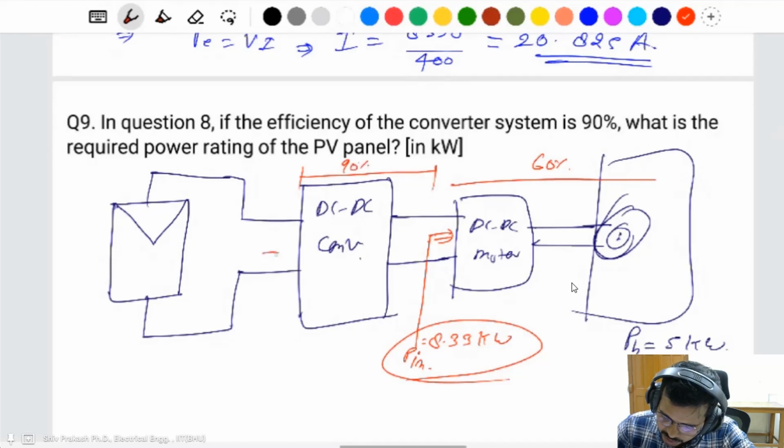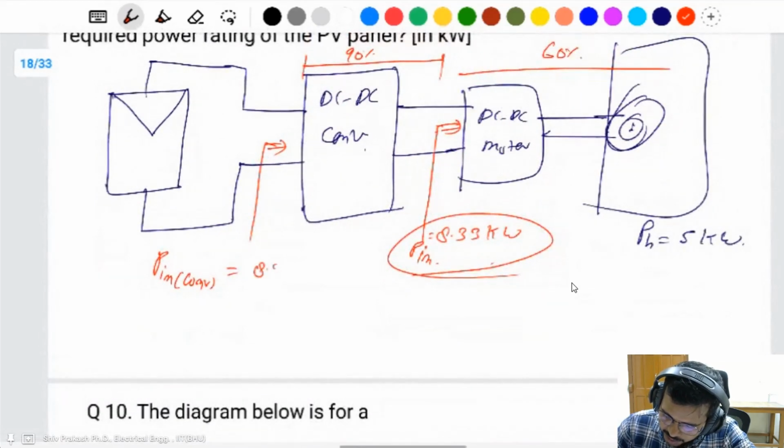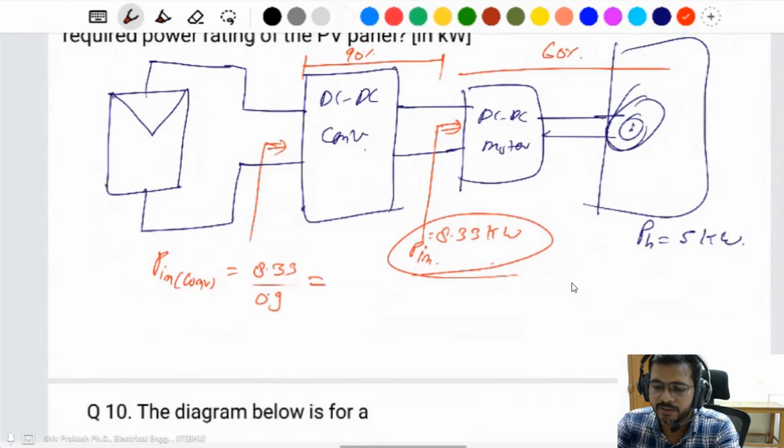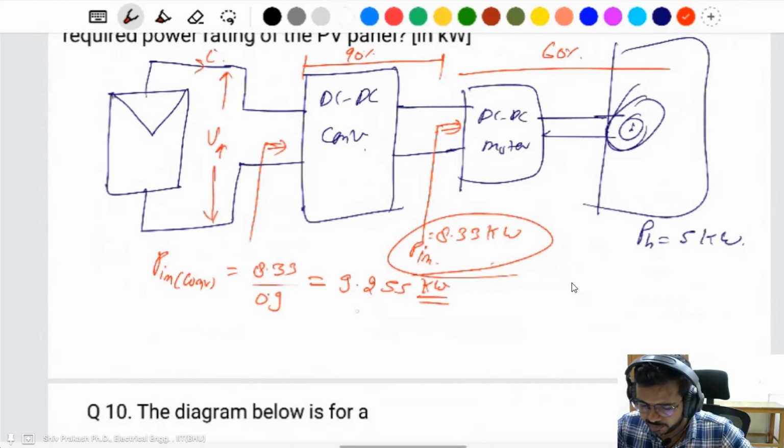What is the input power of the converter? P in of the converter will be this power divided by the efficiency: 8.33 divided by 90%, that is 0.9. It will be 9.255 kilowatt. This much power of the solar panel is required for the pumping system.